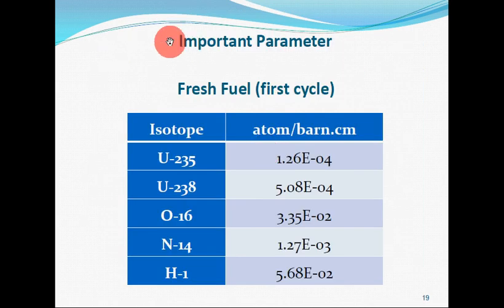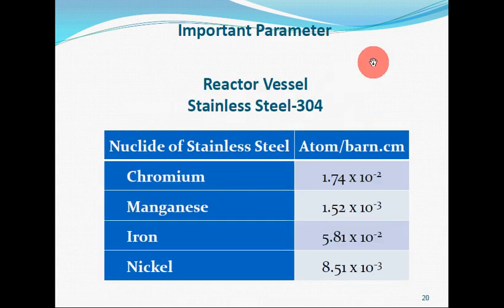The important parameter. This is the fresh fuel for the first cycle. This is the isotope, and this is the atomic density. The reactor vessel stainless steel 3 or 4, the nuclei, and this is the atomic density.